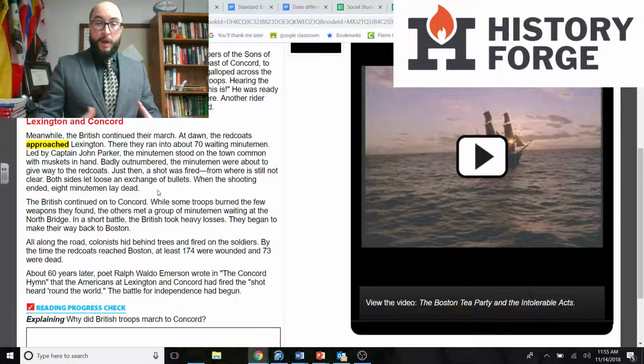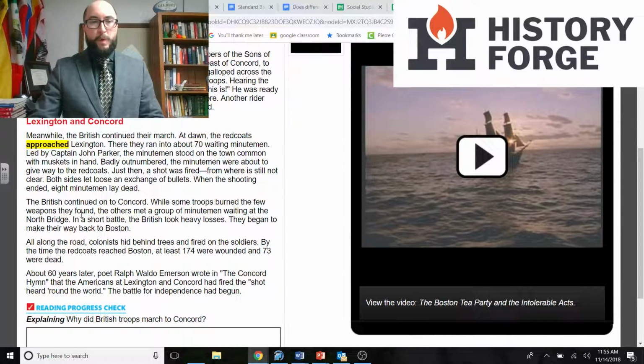So the British then continued on to Concord. While some troops burned the few weapons they found, the others met a group of Minutemen waiting at the North Bridge. In a short battle, the British took heavy losses. They began to make their way back to Boston. All along the road, colonists hid behind trees and fired on the soldiers. By the time the Redcoats reached Boston, at least 174 were wounded and 73 were dead. About 60 years later, poet Ralph Waldo Emerson wrote in, quote, the Concord Hymn, end quote, that the Americans at Lexington and Concord had fired the, quote, shot heard round the world, end quote. The battle for independence had begun.